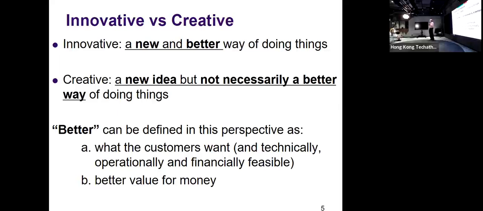I'm not minimizing the effect of people in the creative industry. I mean, they are lovely people, they're really great. But in order to be better, I have a definition.